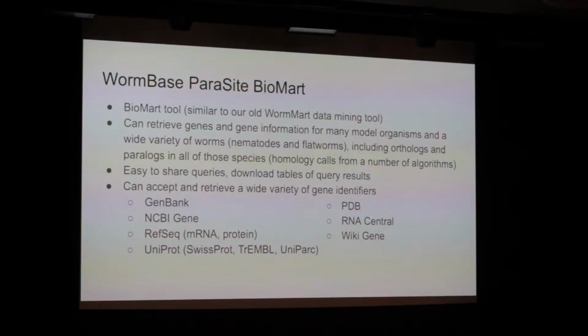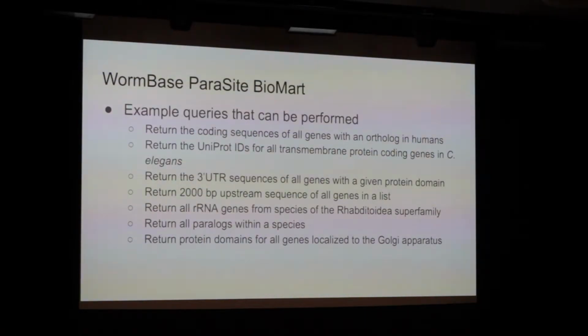This will apply for genes in nematodes and flatworms. We can also find homology across these species and homology in humans, for example. It's also easy to share queries and download tables of results. It can accept a wide variety of gene identifiers. It's more forgiving than WormMine in that sense. We can take in GenBank, CDS gene, RefSeq, UniProt, PDB, RNAcentral and Wikigene identifiers, in addition to WormBase gene identifiers.